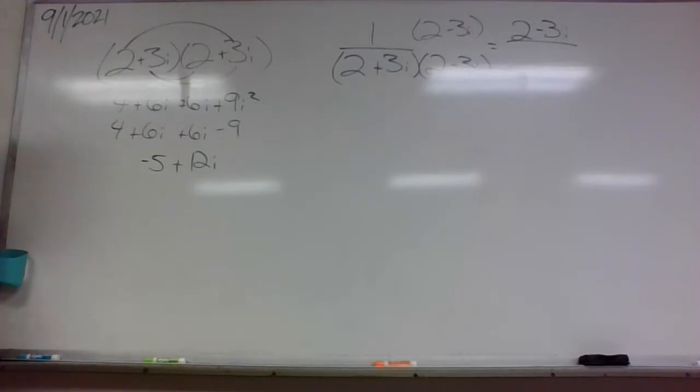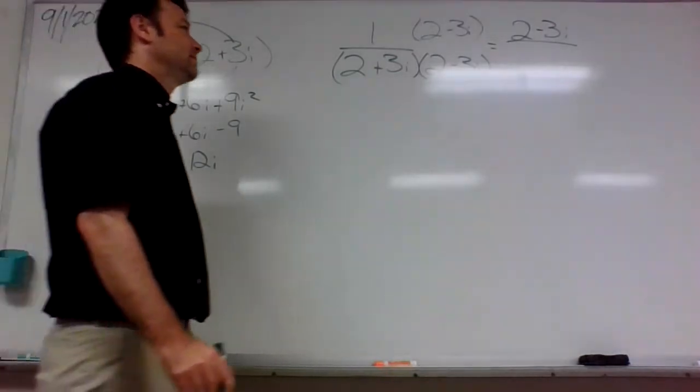Rachel, did you try? Is that what you got? 4 minus 9i squared, but technically that's like plus. Yeah, because 9i squared makes it negative, so it's actually 4 plus 9. That's what I just said. But what does that equal, Brady? No, it's just 13. 4 plus 9 equals 13.